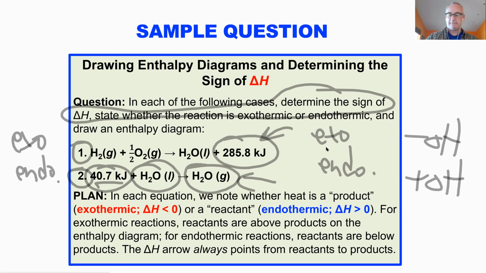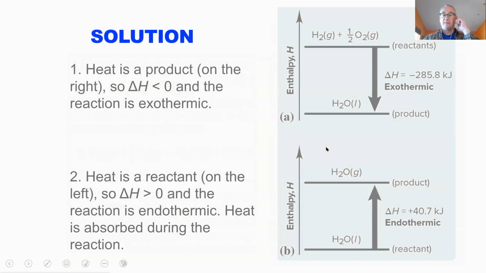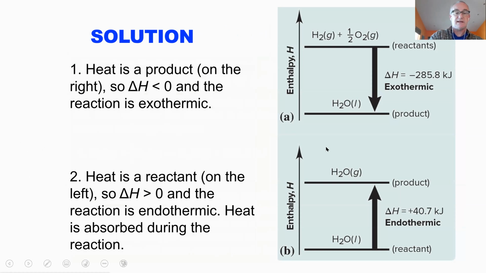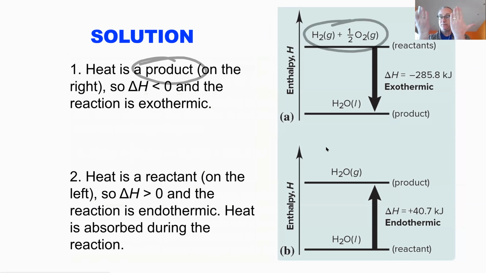Okay, so let's review, as they say. So for the first one, heat is a product. Heat came out. That is exothermic. So I went from a high energy situation where I had two gases, both moving around quickly, and then made a product that was a liquid. So in a lot of different ways, energy was lost. I went from high energy reactants to a low energy product. That system has lost energy. And so my delta H is negative, and I say it's exothermic.